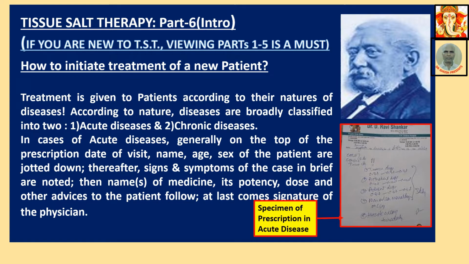In case of acute disease, generally on the top of the prescription, date of visit, name, age, sex of the patients are jotted down. Thereafter, signs and symptoms of the case in brief are noted. Then names of the medicine, its potency, dose, and other advices to the patient follow. At last comes the signature of the physician. Please note this specimen on the right hand side. Please note it attentively. This is a very important thing, how to start a new acute case.